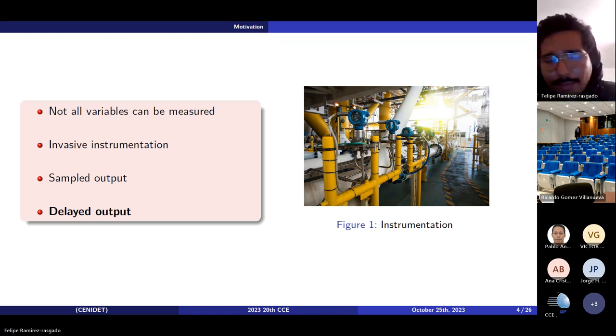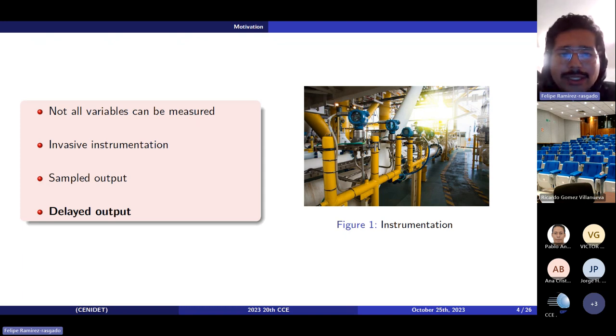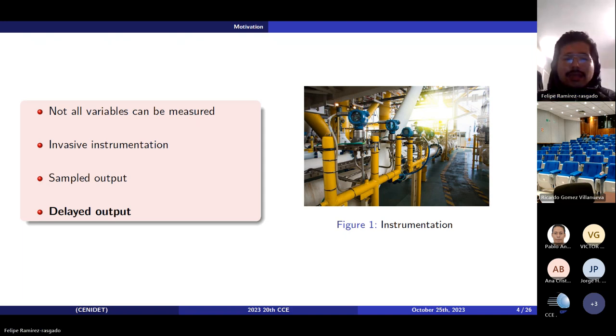So the motivation of this work is based on four ideas. First, in the systems, not all variables can be measured. This could be because the system is not accessible. Then it could be an invasive instrumentation, so if you put a sensor in the system, it will not work well. And third, the cost is really high. When we put a sensor in our system, in many cases it is said that the continuous measure is available. But if you put a sensor, one can consider that the measure is not in a continuous way.